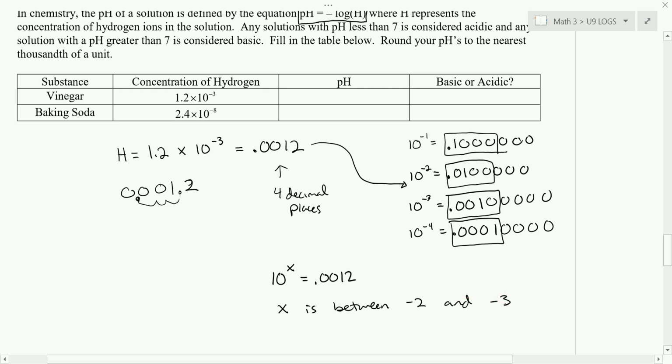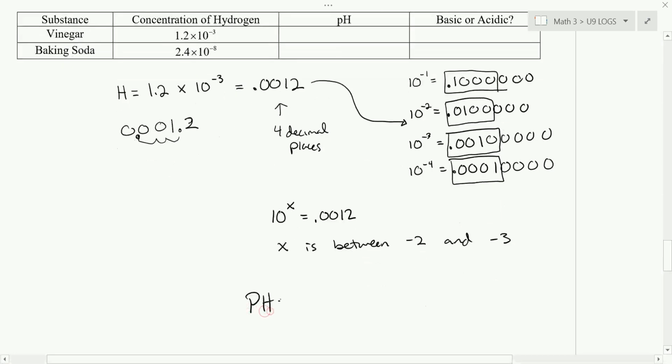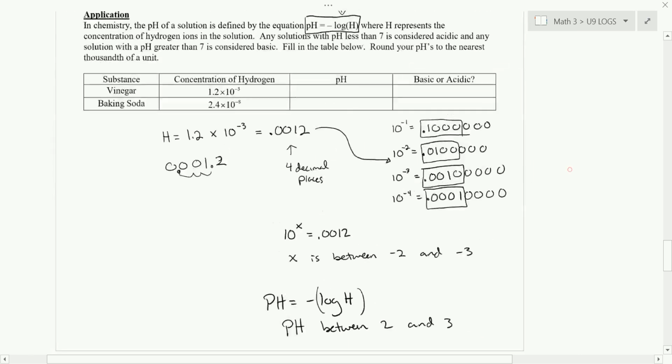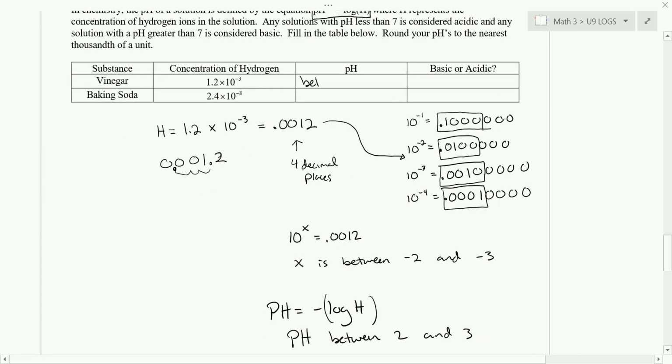Okay. Now, look at the pH. The pH is negative log of h. So we found log of h. Log of h is between -2 and -3, but then there's a negative out in front, which is going to change our signs. So our pH is going to be between 2 and 3. And that's what we'll write in here. So is that classified as basic or acidic? Acidic because our pH is going to be below 7. I think you know that vinegar is going to be acidic, right?